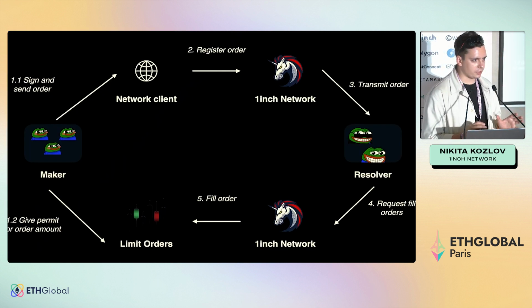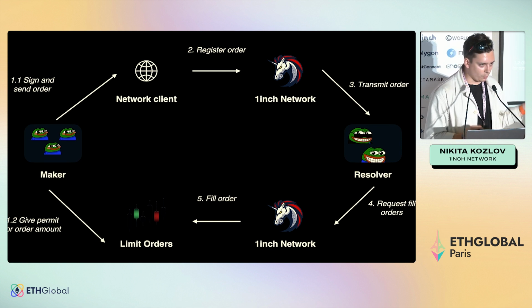So the main picture actually looks like that. Basically, users just need to do two things. Sometimes they need to give a permit or approval to the 1inch router contract and sign the off-chain order. After that, it goes to a database shared with the resolvers. They are fighting for this order and executing it using the 1inch aggregation router as well.